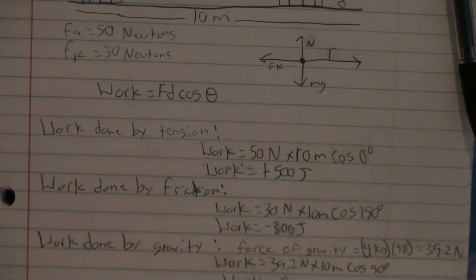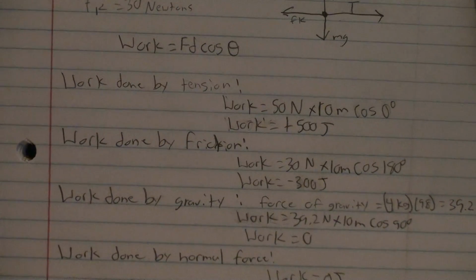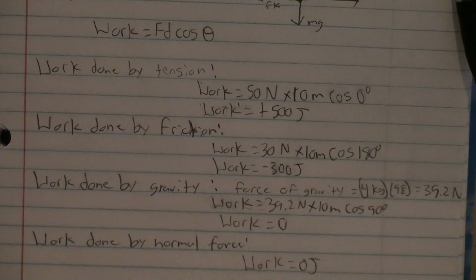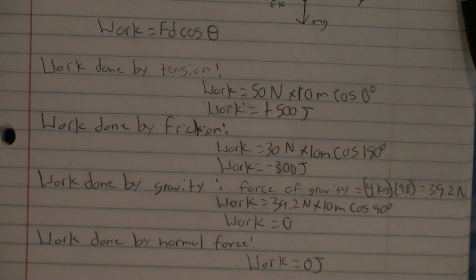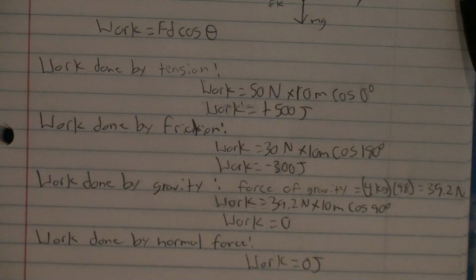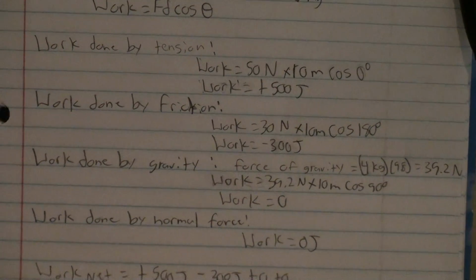To find the work done by friction, we'll plug in the size of the force of friction, which is 30 newtons. The displacement is still going to be 10 meters, and since the force of friction points in the opposite direction as the displacement does, the angle between the force of friction and the displacement is going to be 180 degrees. Since the cosine of 180 is negative 1, the work done by the force of friction is going to be negative 300 joules.